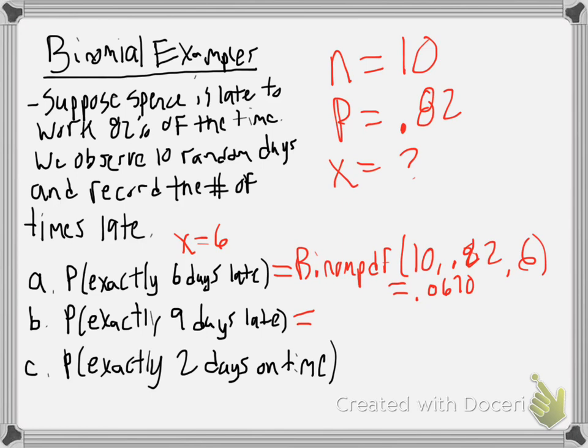Next question. This asks for exactly 9 days late. So this means that x equals 9. So once again, we do the binompdf of 10, which is still n, 0.82 has not changed, and x is now 9. Plug that in. Binompdf of 10, 0.82, 9, enter, and we get 0.3017.